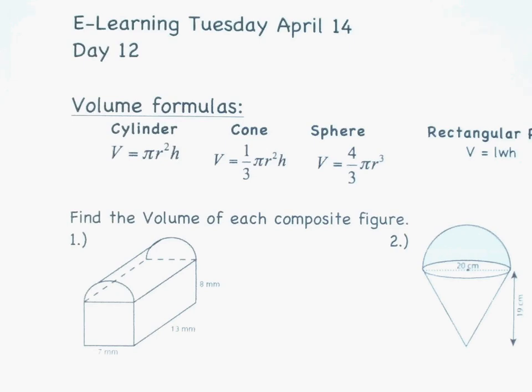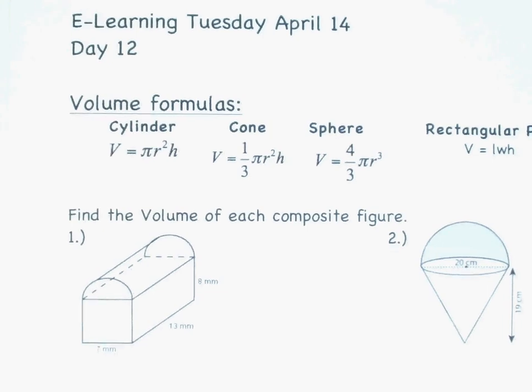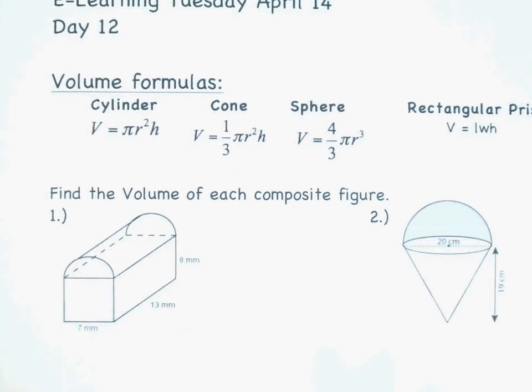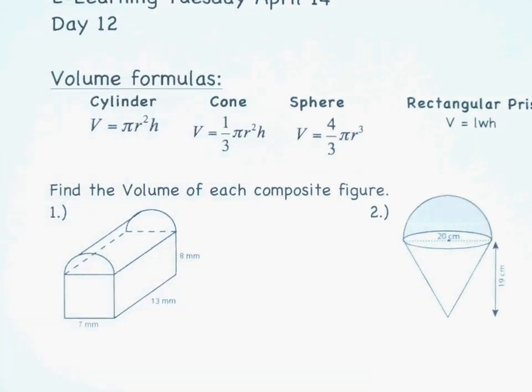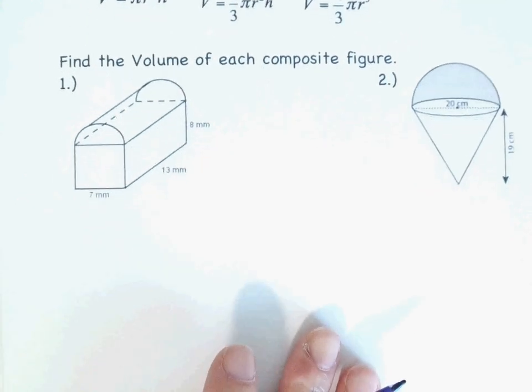So anyway, let's go ahead and get going with our notes. What we're doing is more composite figures, but one of the shapes is half a shape. On these notes, I do have the formulas filled in, and all you have to do is copy these notes if you're able to print it out, or just do it on a separate sheet of notebook paper. All right, let's go ahead and get started with our first example.